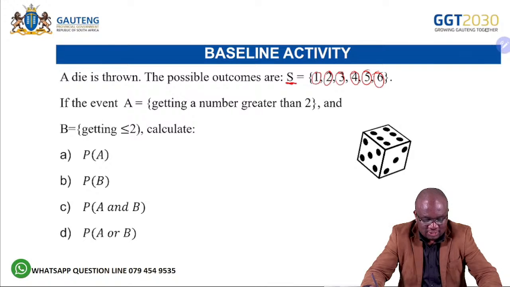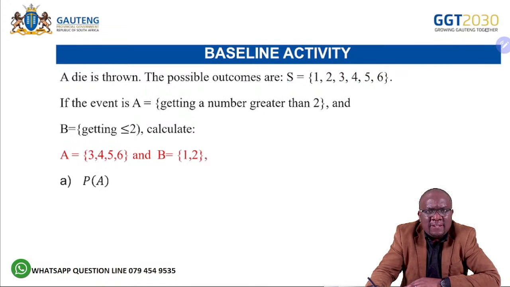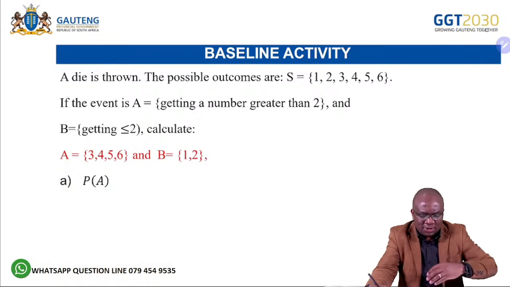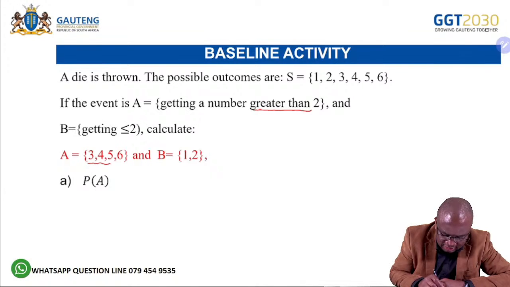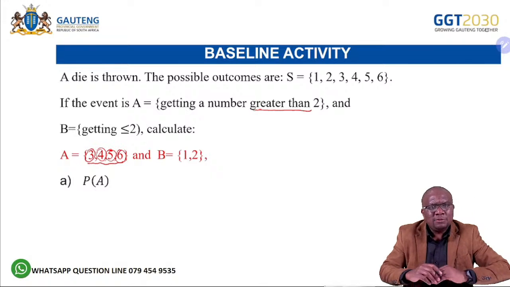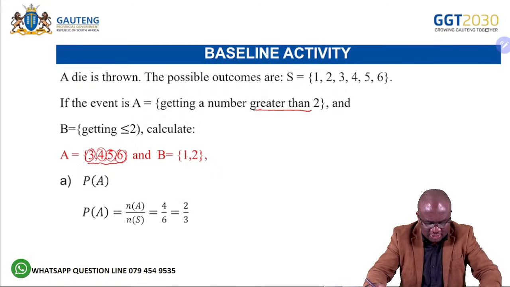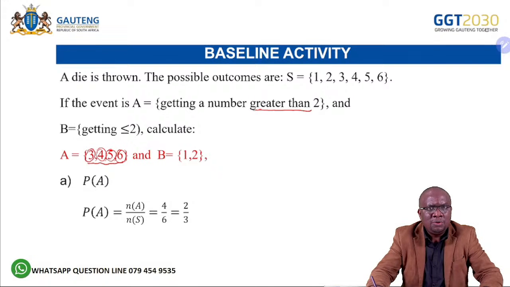Welcome back, grade 10s. Let's see, did you manage to get it right? Let's mark our work. Right, what is the probability of getting A? Now we're looking at the favorable outcomes, what we want. Event A, we want numbers that are greater than 2. These are the numbers, how many? 1, 2, 3, 4, out of how many possible outcomes? Out of 6 possible outcomes. So the probability of getting A is 4 out of 6, which is 2 over 3.